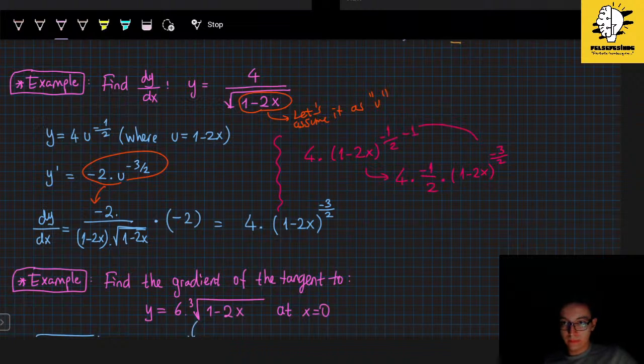And let's take the derivative of the 1 minus 2x itself. It is a different function. So when we take its derivative, we are left with minus 2. That's it. And as a final result, they will cancel each other, and these minuses will be positive. So we can see that it is 1 minus 2x to the power of minus 3 over 2. That's it. That is easy.